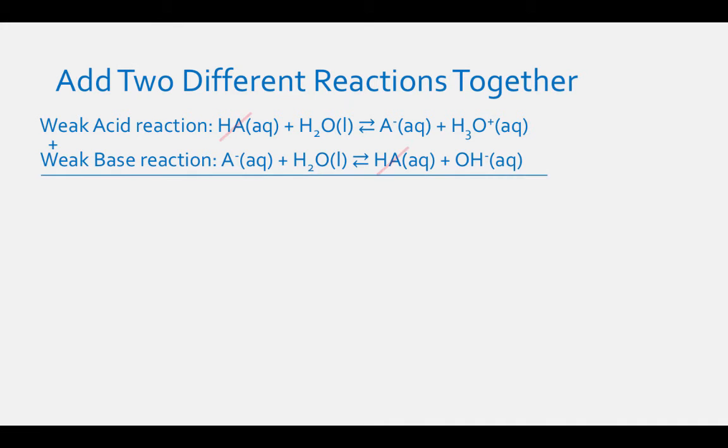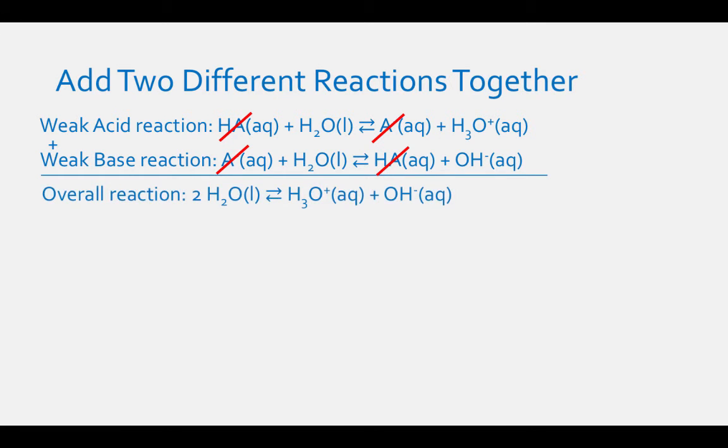We can cancel out the HA aqueous because it is on the reactants in the first and the products in the second equation. We can also cancel out the A negative aqueous because it is on the products in the first and the reactants in the second equation. We are left with 2 H2O liquid in equilibrium with H3O plus aqueous plus OH negative aqueous. This reaction is the autoionization of water reaction, which has a special K value, the Kw, and equals 1.0 times 10 to the negative 14.